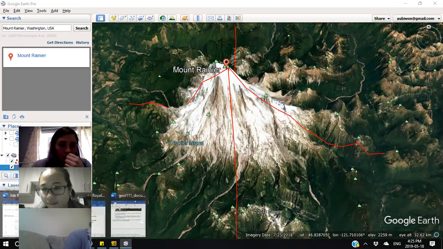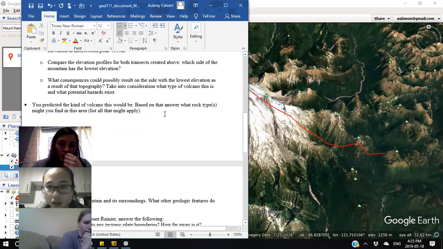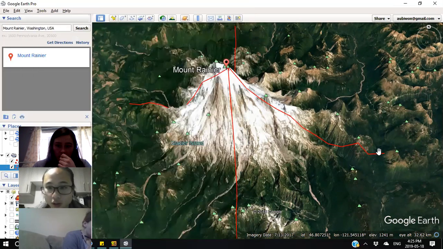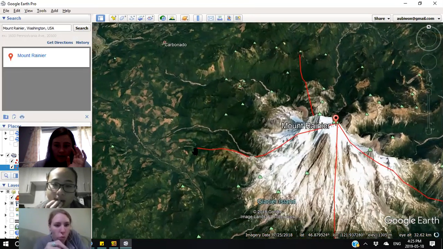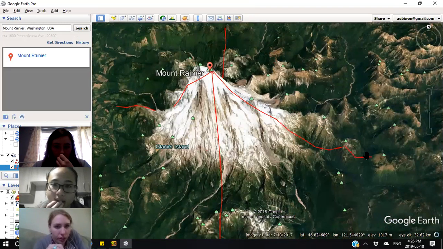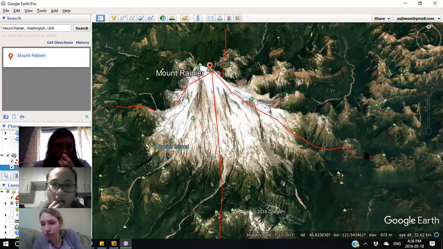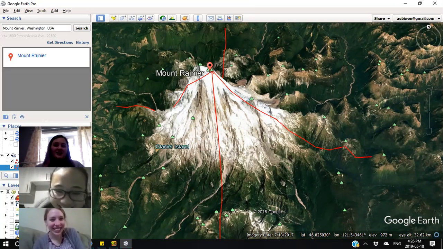So we're looking at, okay, just which side of the mountain has the lowest elevation. If we're using the end of it, we could round it up to maybe 1,000 meters. And if we're looking at the end of this, it's still more than 1,000. Okay. What do you think, Emily? I think the numbers don't lie. Okay, so we'd say east side.